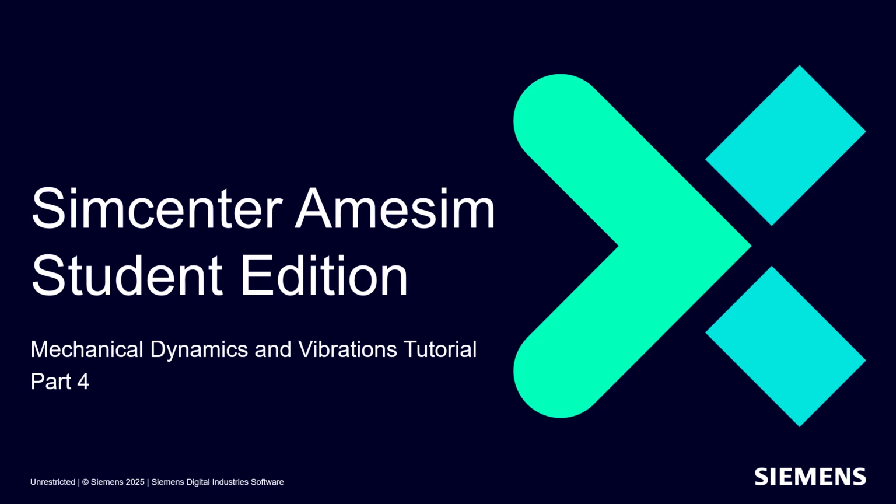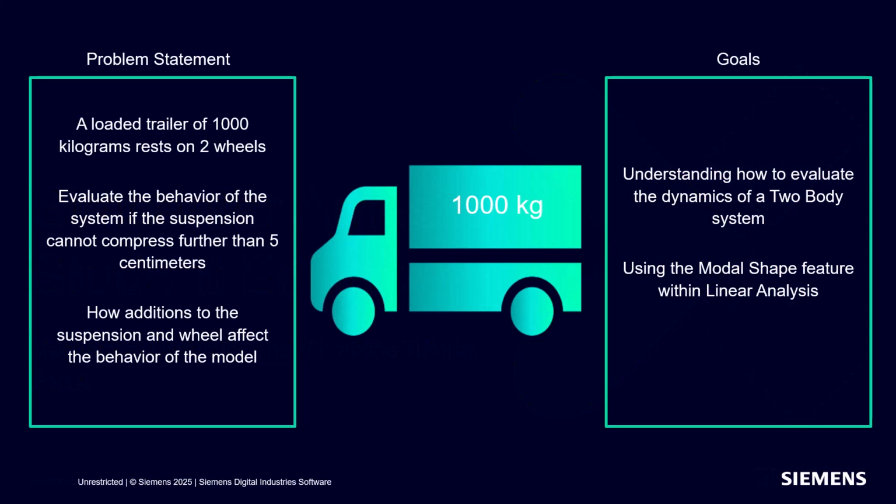Welcome to a SimCenter AimSim Student Edition tutorial solving a problem of machine dynamics and vibrations. The problem statement for the series has been constant, but with the goals for this part being how to solve two-body dynamic problems in AimSim and utilizing the modal shape feature within linear analysis.